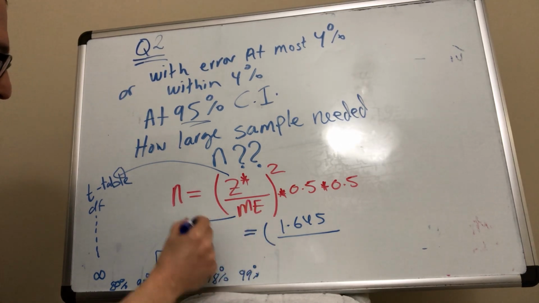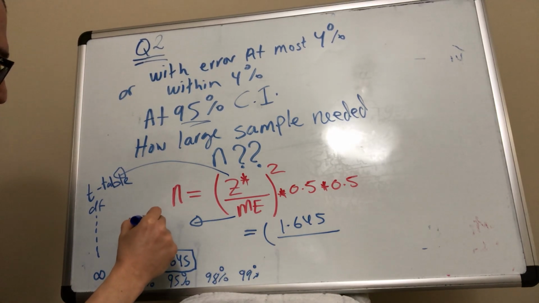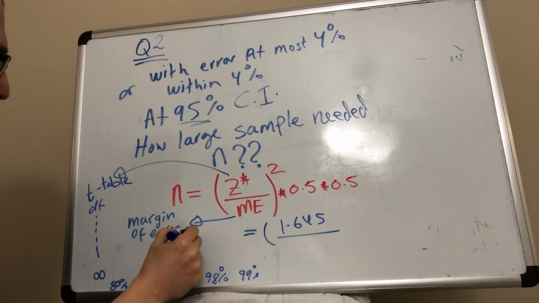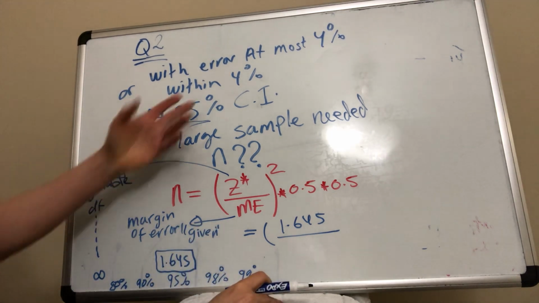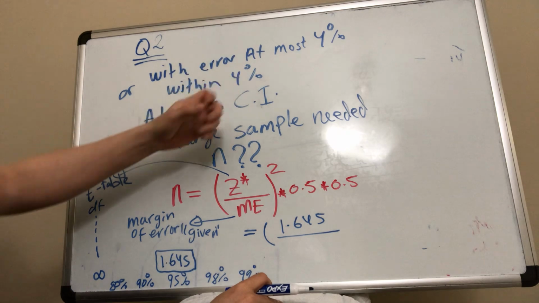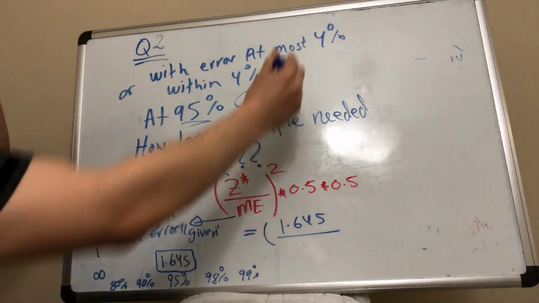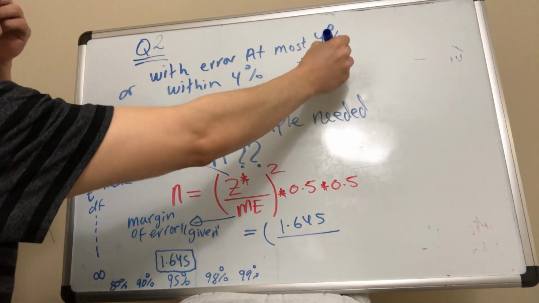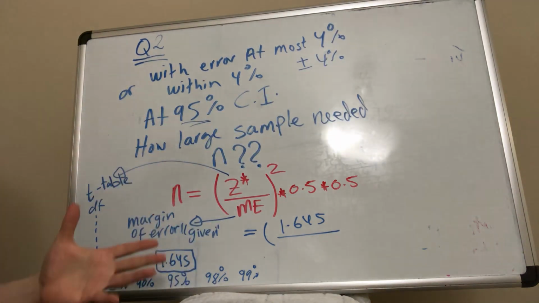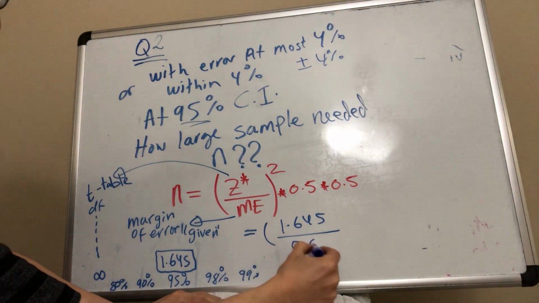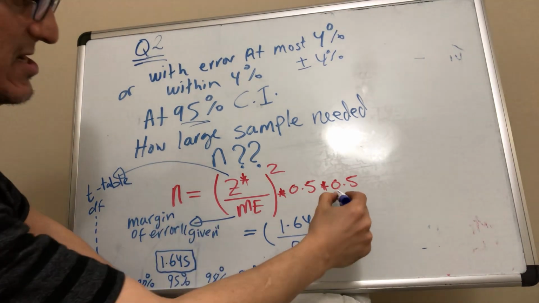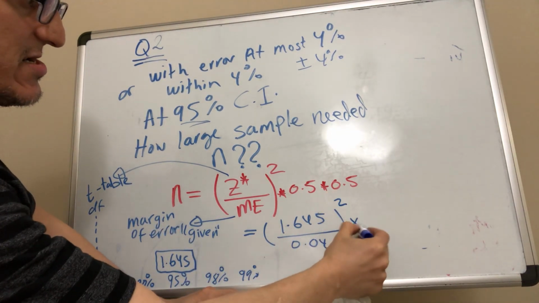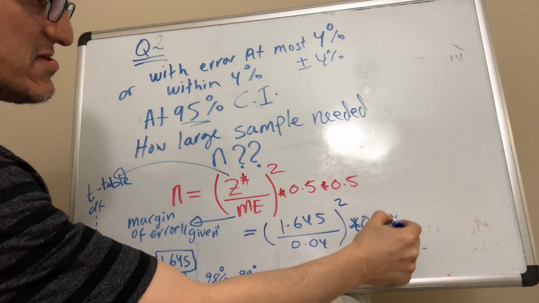ME stands for margin of error. And this is always given in the problem. They will tell you something with an error 4%, within 4%. Sometimes they say plus minus 4%, but it's always given. So you put 4%, or you put it as a number, 0.04. You square it, times 50 times 50.